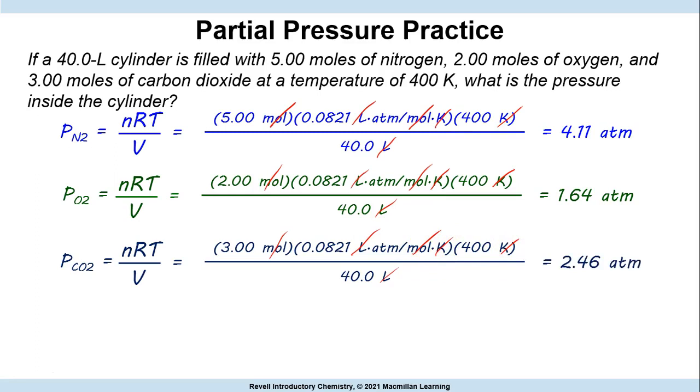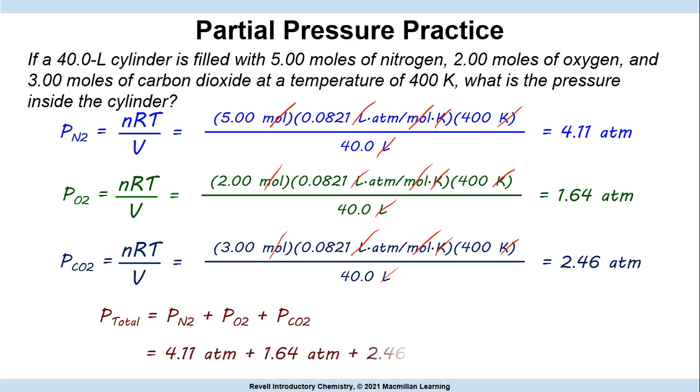We've said that the total pressure inside the container is equal to the sum of the partial pressures. So the P total is the partial pressure of nitrogen plus the partial pressure of oxygen plus the partial pressure of carbon dioxide. So that gives us 4.11 atmosphere plus 1.64 plus 2.46, and that is 8.21 atmospheres. Now, in a second method, I'm going to show you how we could solve this easily.